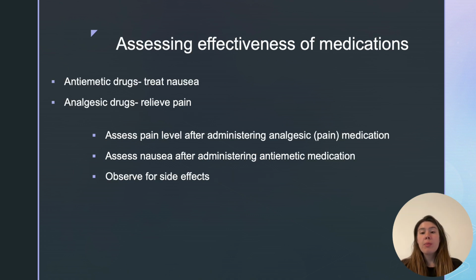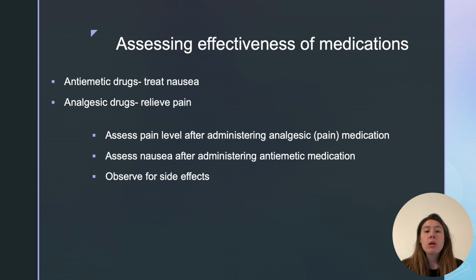So as long as a provider prescribes it, we would be giving John antiemetic drugs, which will treat and prevent nausea, and then we would also give him analgesic drugs, which will relieve the pain. To assess the effectiveness of the medication, we would assess the pain level after giving the pain medicine, typically about 30 minutes or so.